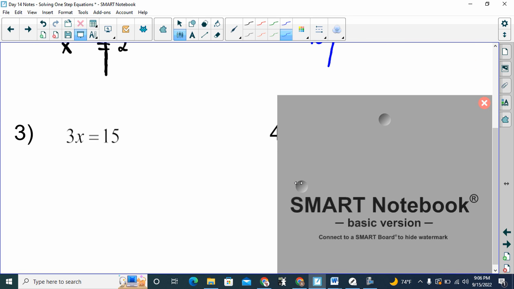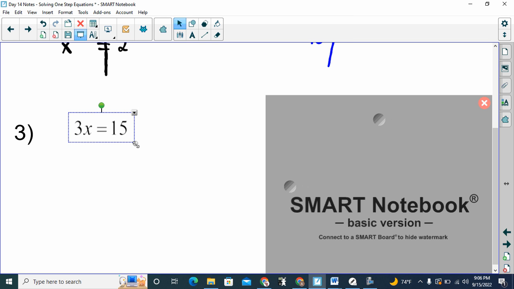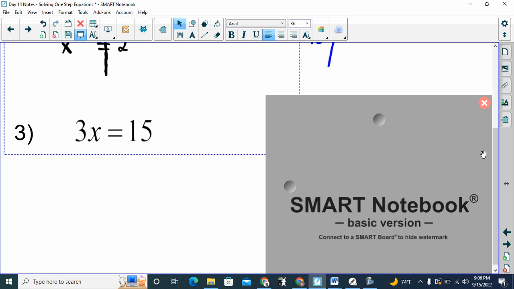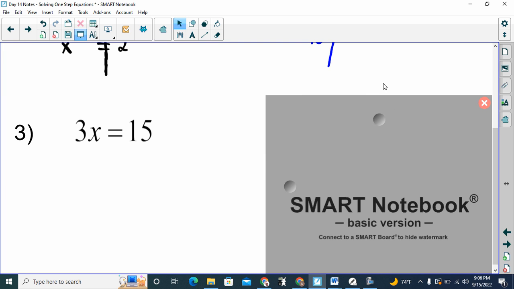Number 3. Example 2, part 3 says 3x equals 15. Hopefully we remember, if I have a number next to a variable and there's no symbol in between, this means 3 times x. That's multiplication there. We are multiplying 3 times x equals 15.